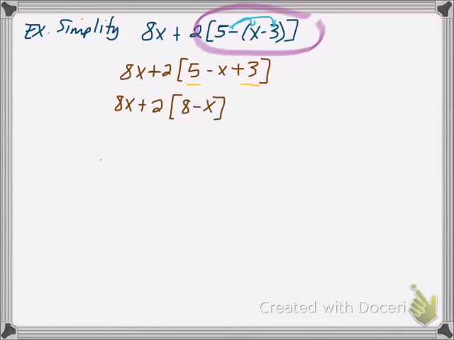Once again, brackets are the same thing as a parenthesis. So now I have to distribute the 2. The 8x, I still haven't done anything to it, it comes down. 2 times 8 is 16. And 2 times the negative x is a negative 2x. So now I want to combine like terms. The only terms that I can combine are the 8x and the negative 2x, giving me 6x plus 16.